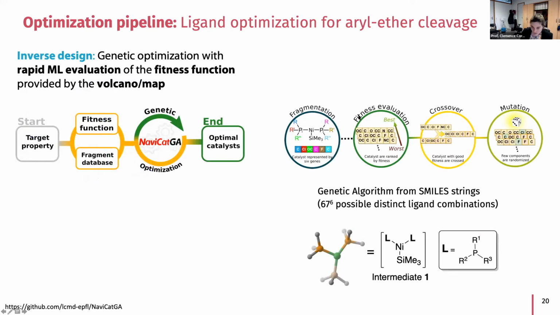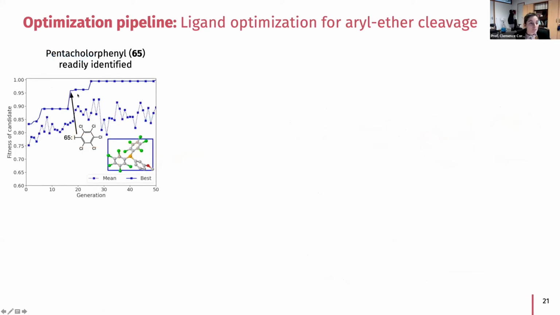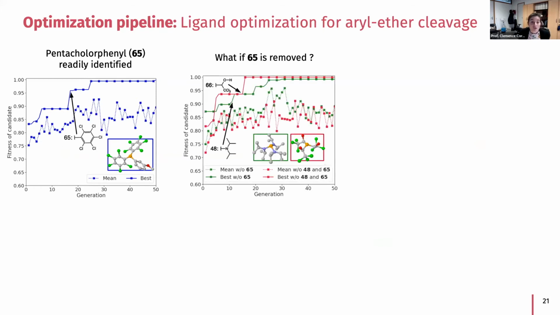You see that after 20 iterations already, 65 is identified as a good substituent that leads to the best possible value in this optimization. But you can play with the evolutionary experiment and say, okay, I'm not interested in 65 because 65 doesn't make sense experimentally. So let's remove 65. What comes next in my optimization? And here we saw, for instance, 48 and 66 coming next as better substituents.